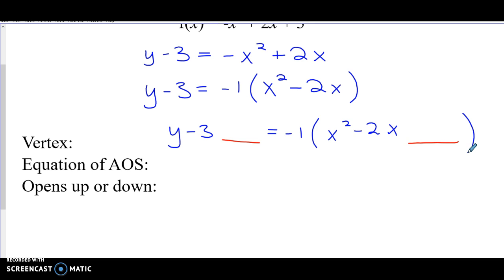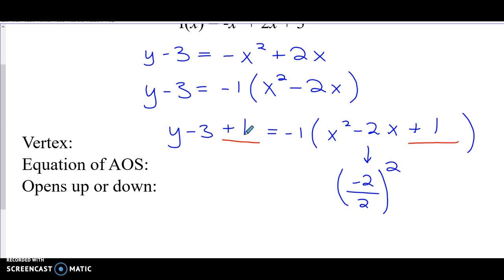Okay, next, b divided by 2 squared. So what is b? It's -2. -2 divided by 2 is what? -1. But when you multiply -1 times itself, we get +1. If you do it to one side, you have to do it to the other side.